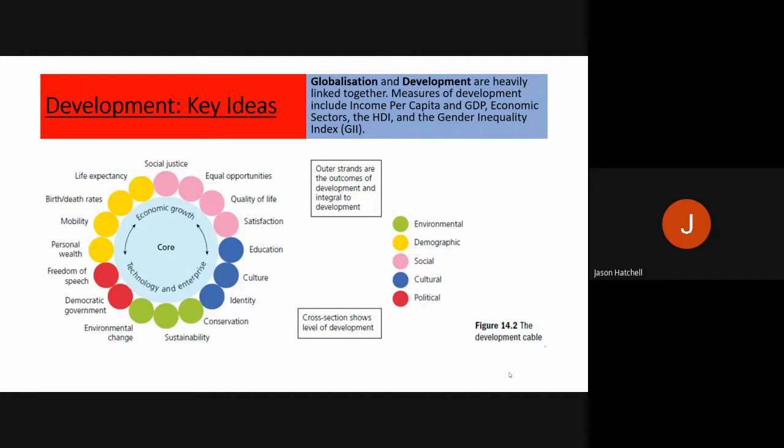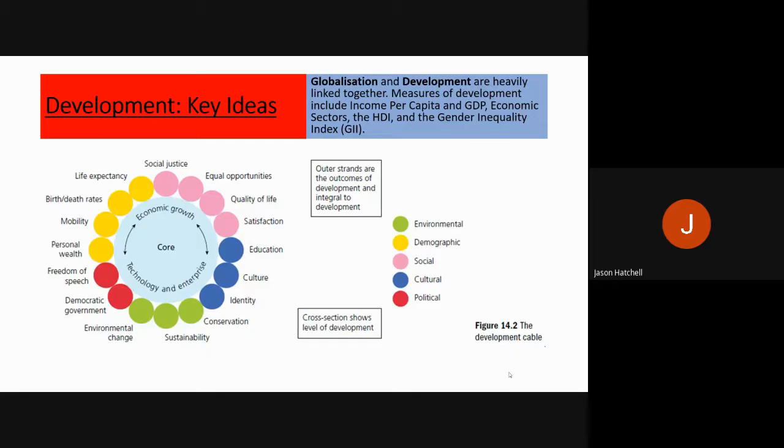So we start off EQ3 by looking at the idea and concept of development. Now remember, globalisation and development are heavily linked together. Globalisation has caused development. Development also entails globalisation. We can simply measure development by looking at things like income per capita and GDP and HDI and the Gender Inequality Index. But actually, the development cable you can see on screen is a really nice way of summarising how we can measure development and what it should include.